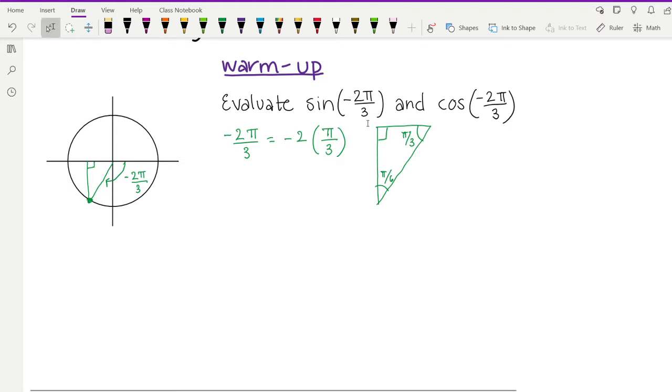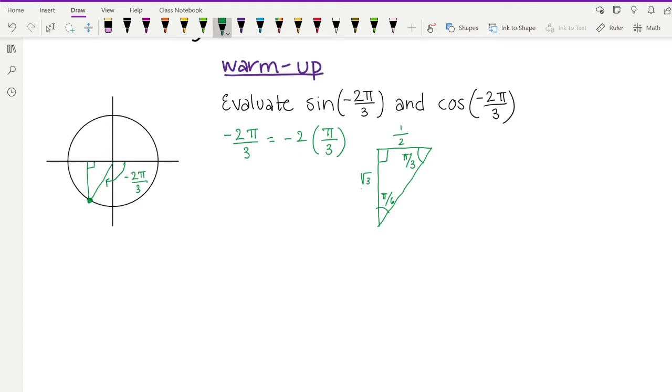And so we know that when we have our 30, 60, 90 triangle, the shorter leg is 1/2, and the longer leg is square root of 3 over 2, and the hypotenuse is 1. And so we can use that to label the coordinates of our terminal point. So this time we're in quadrant 3, and that means that both the x and the y coordinates are going to be negative. And so the x coordinate is going to be negative 1/2. And then the y coordinate is going to be negative square root of 3 over 2.